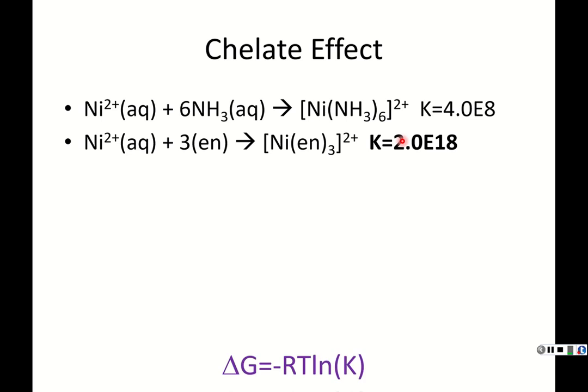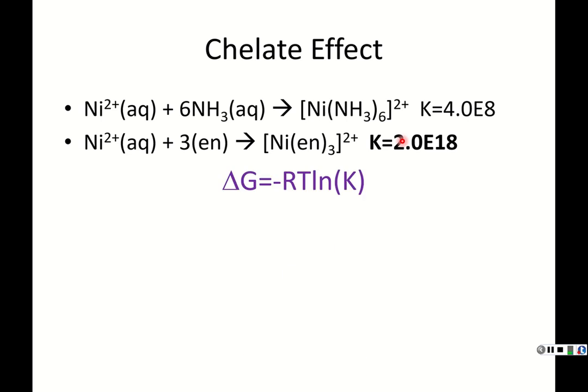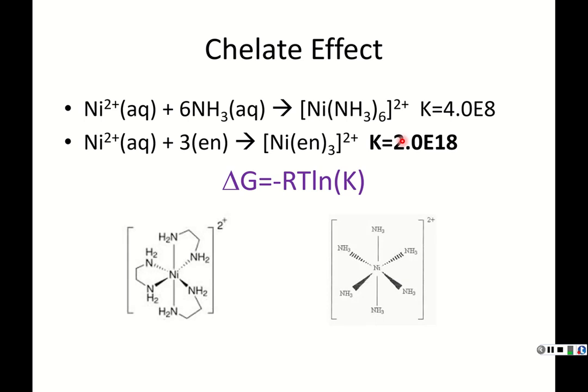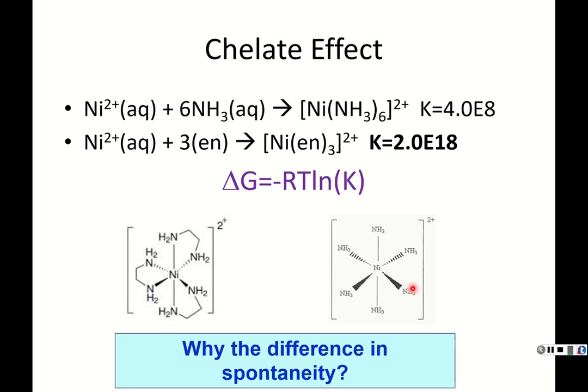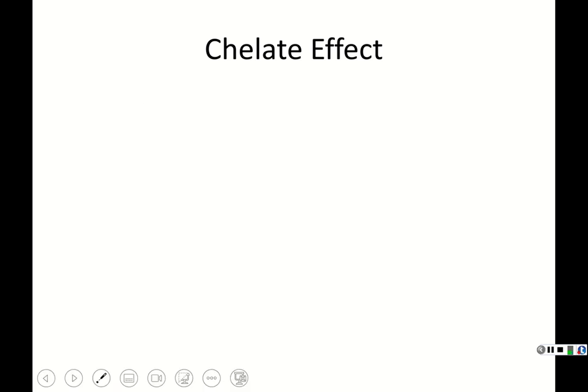ligands. So if you plug those K values into that equation for delta G, you'd see that this reaction with the bidentate ligand is much more spontaneous. And again, they're making very, very similar complexes. Nickel is going to be attached to 6 nitrogens in each of these, and they're both in octahedral arrangements. So why is there a difference in spontaneity?